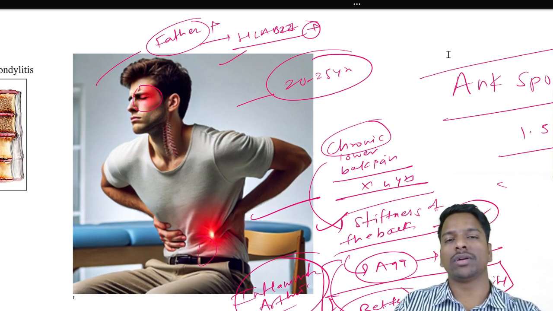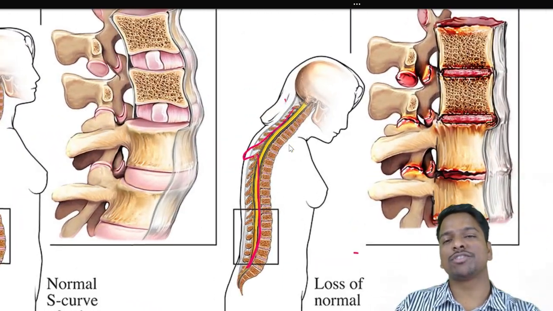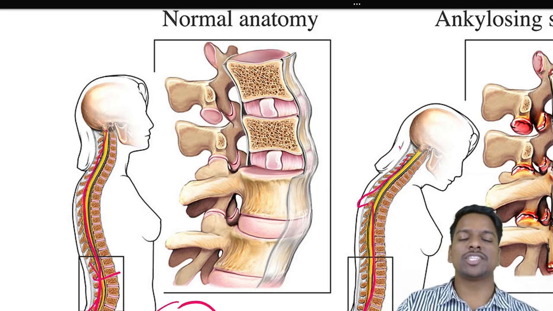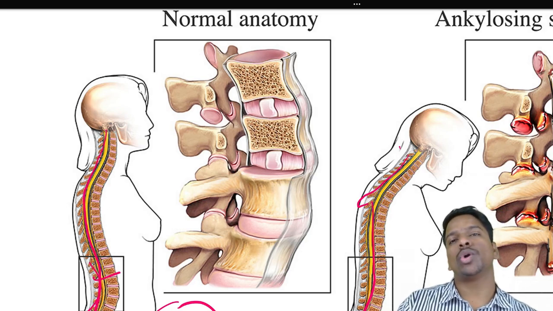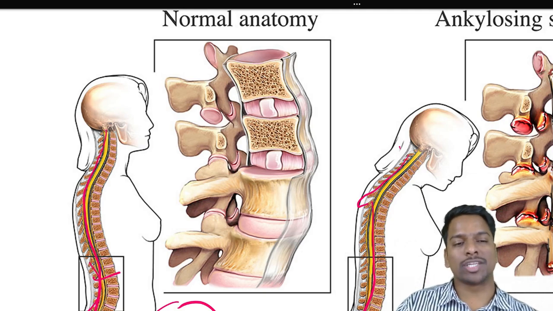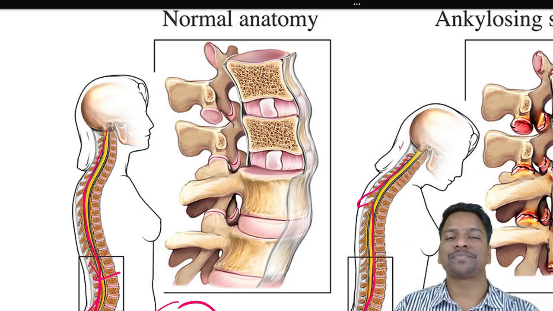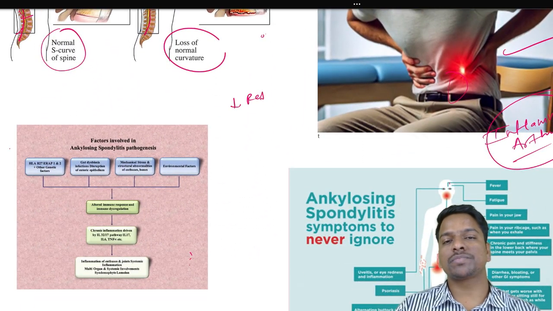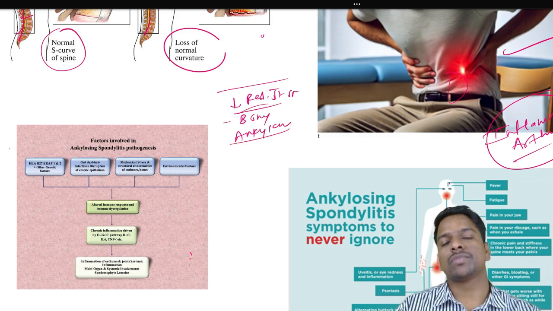So first of all, let's see how the spine basically looks in the ankylosing spondylitis patient. As you can see, normal anatomy of the spine is like this. There is a normal S-shaped curvature of the spine, and in this patient there is a loss of normal curvature of the spine. It can be linked with three things. First of all, there is reduced joint space, there is bony ankylosis, and there is some sort of inflammation going on.